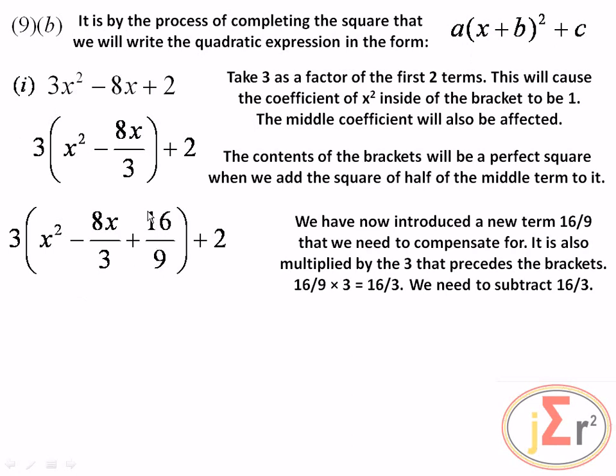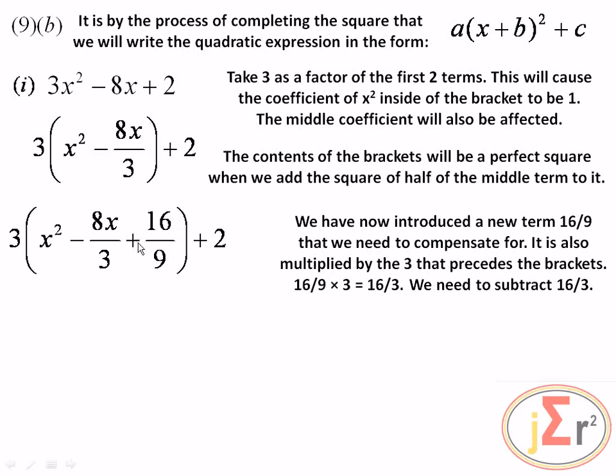But the entire value that is added to the expression is not just 16 over 9. Why can it not be just 16 over 9? Because it is being multiplied by 3 that precedes the bracket. As a matter of fact, everything inside of the bracket is being multiplied by 3. Therefore, 16 over 9 is to be multiplied by 3. Therefore, we will have 16 over 9 multiplied by 3 over 1.